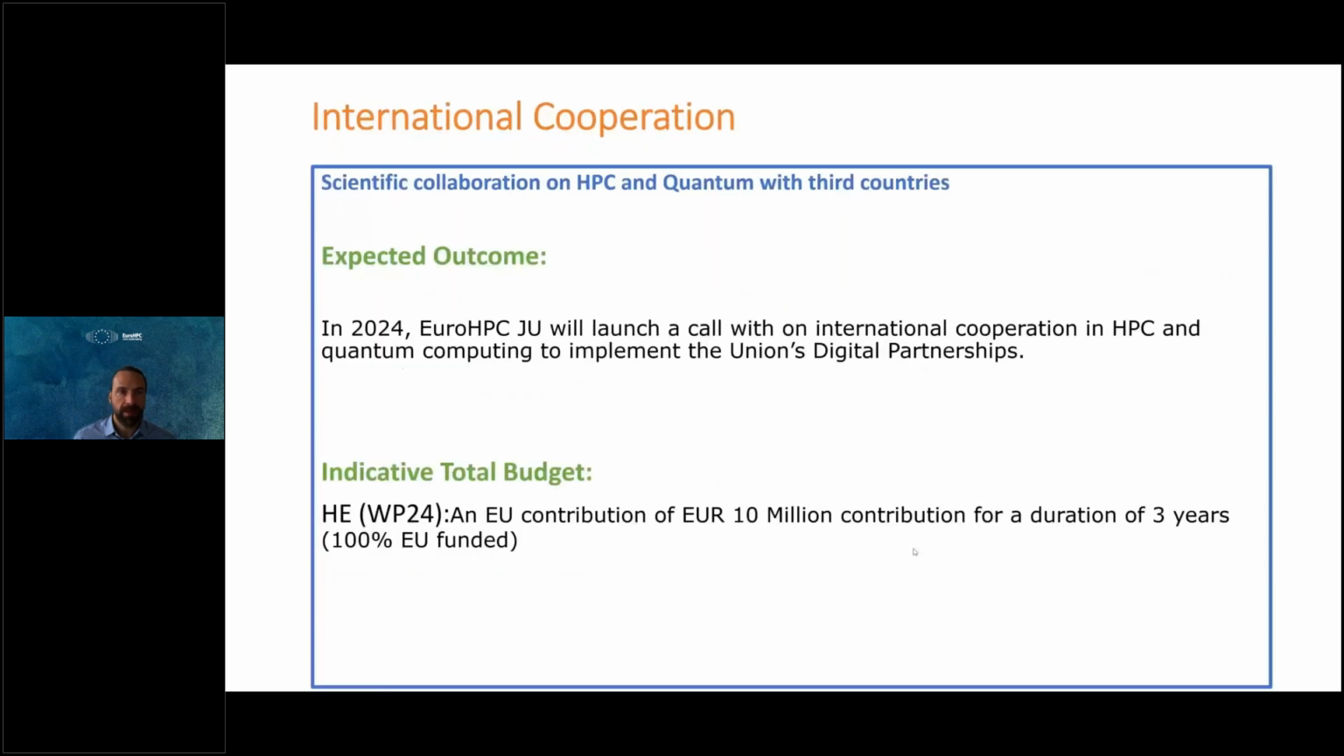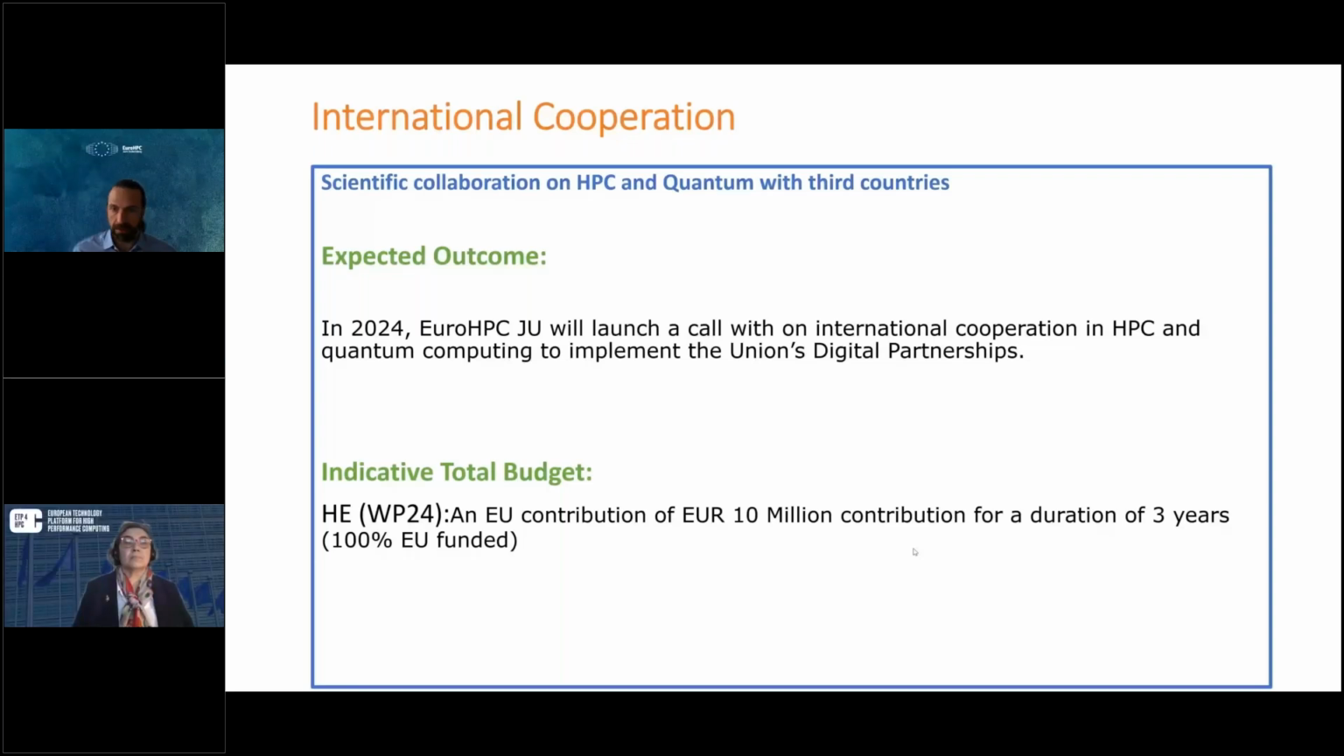International cooperation, this is pretty much my last slide, before I conclude this presentation, is in general based on digital partnership agreements that the European Union agrees with a number of countries and regions all over the world. We know that a number of those are already in place, with Japan, for instance, South Korea, Singapore. There are agreements with India, and there are many others currently negotiated.